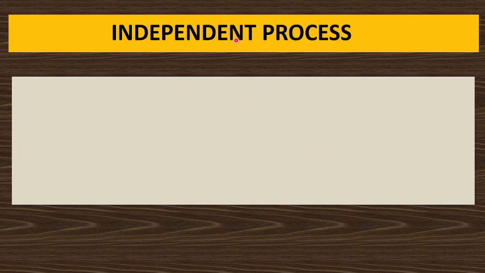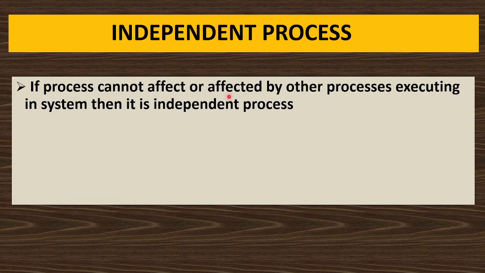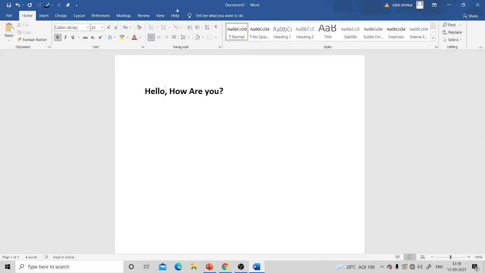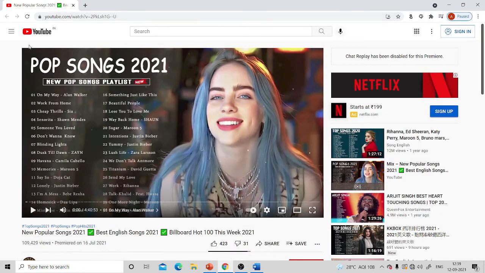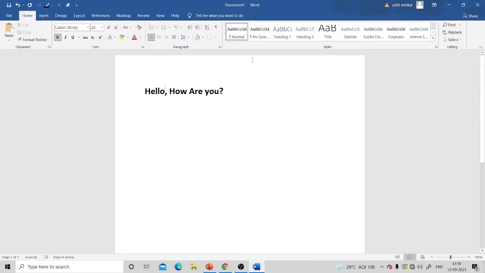So first we will see what are independent processes. If a process cannot affect or be affected by other processes executing in the system, then it is an independent process. For example, on my computer system, now Word is open. In my Word document, I have written something. Now, I have opened the browser also, and inside my Chrome browser, I have opened YouTube, and on YouTube, I am listening to songs. So one process is YouTube and the other process which is running is the Word document.